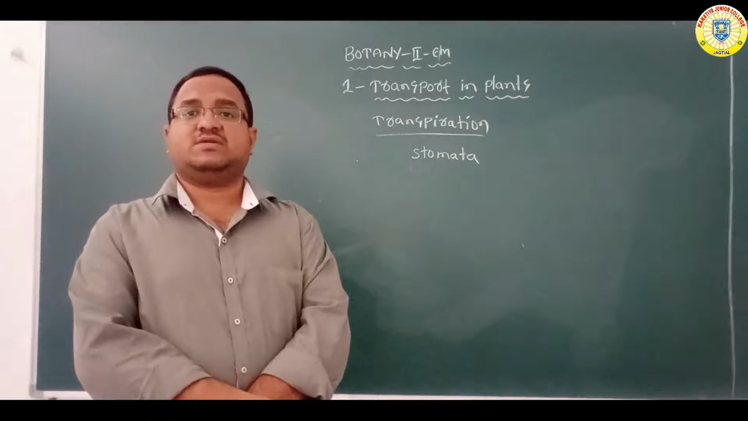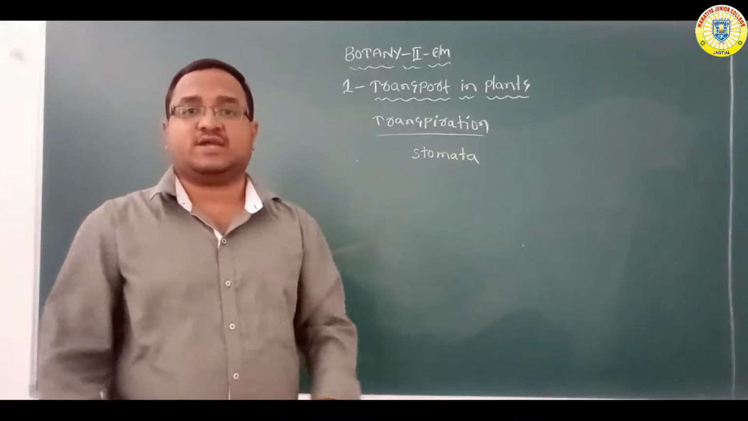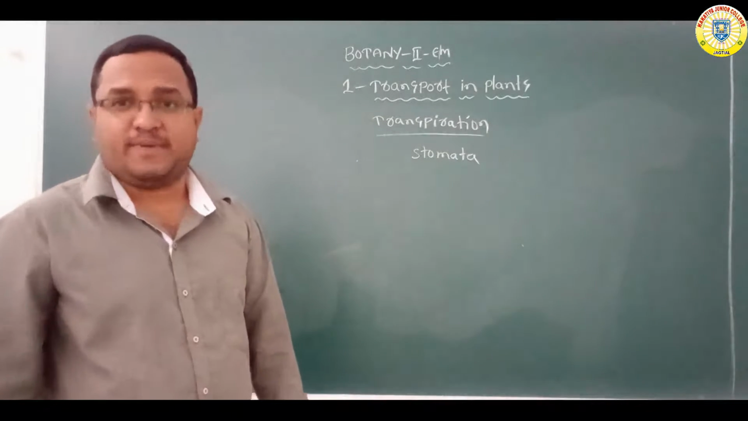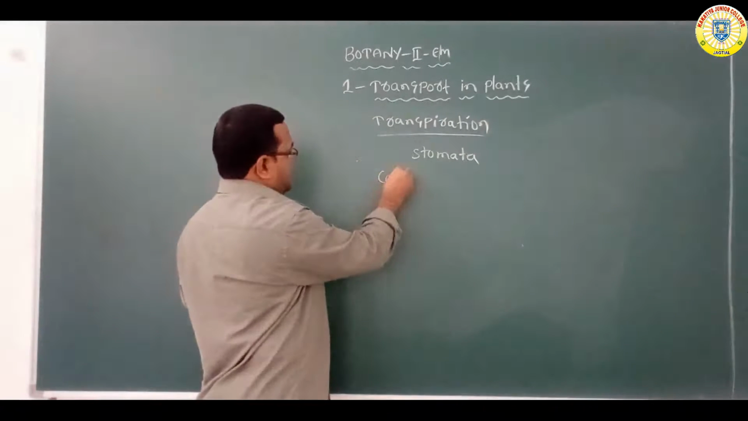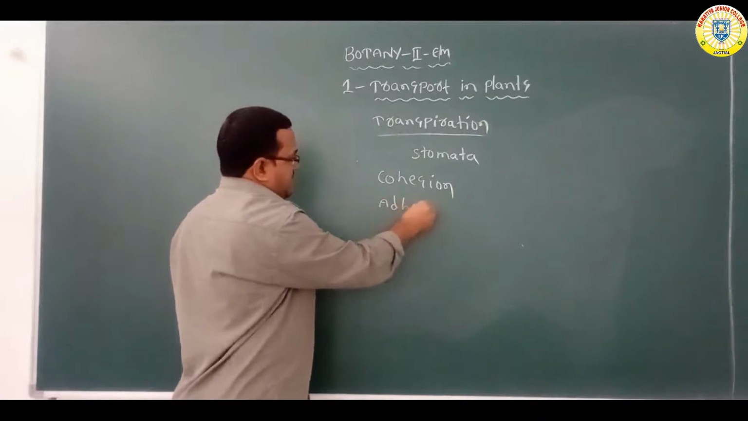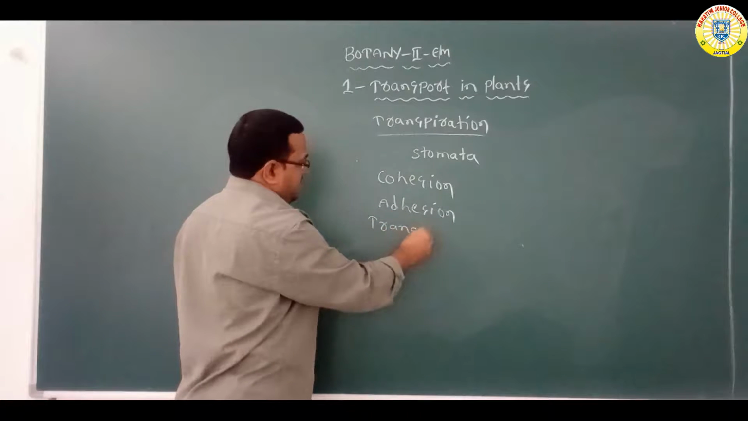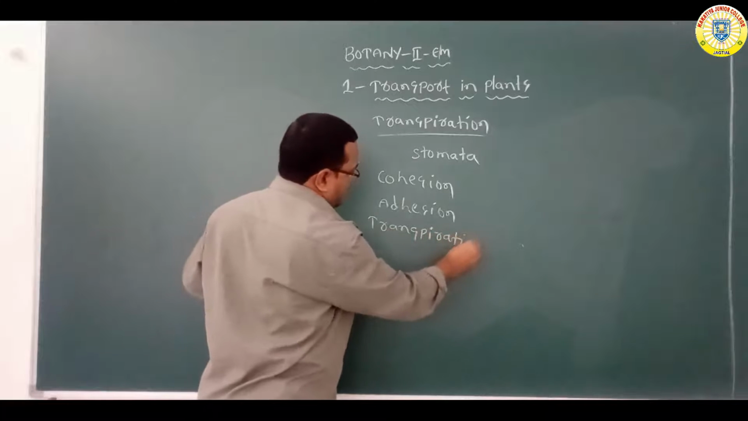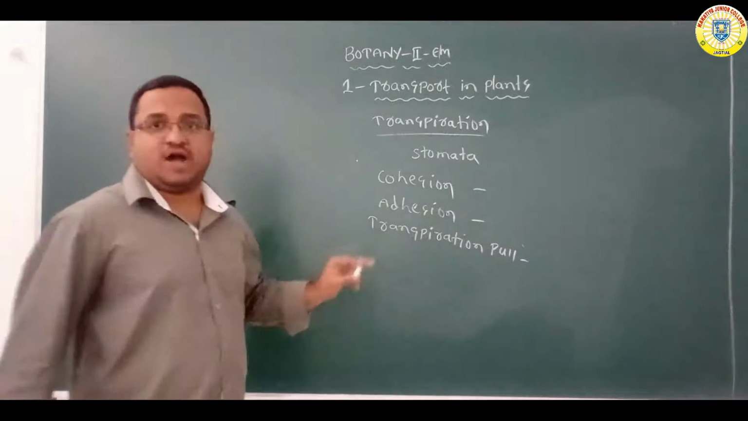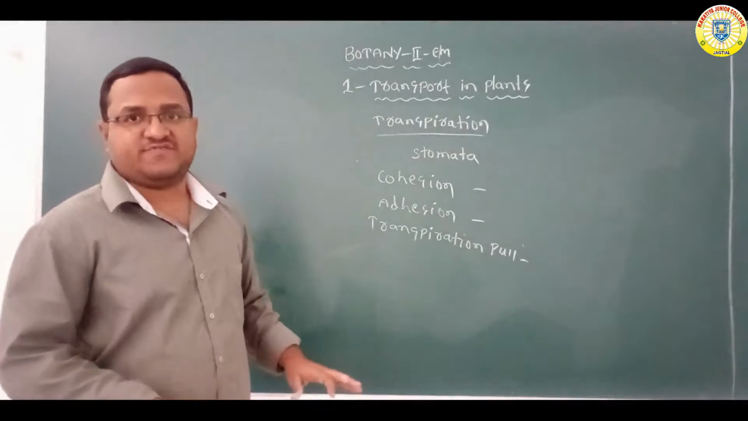Transpiration mainly depends on three physical properties of water. One is cohesion, second one adhesion, third one transpiration pull. What are these three physical properties of the water on which transpiration depends?